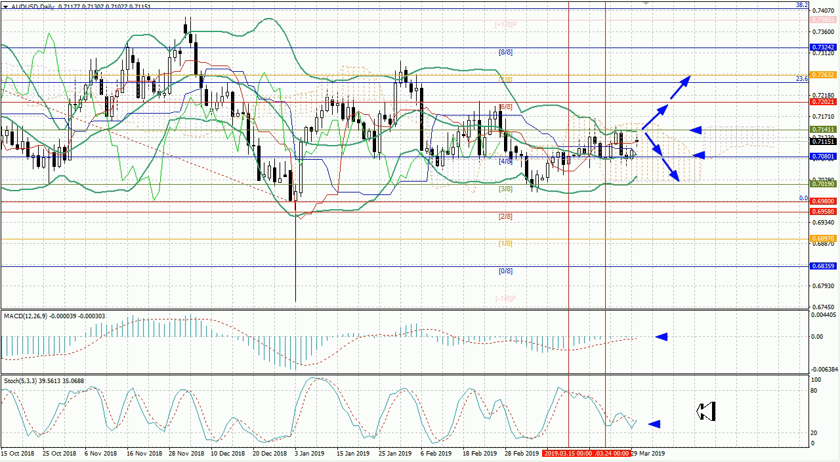In general, the resumption of the price reduction is possible, but in case of the breakout above the level of 0.7141, an increase of the rate cannot be excluded.